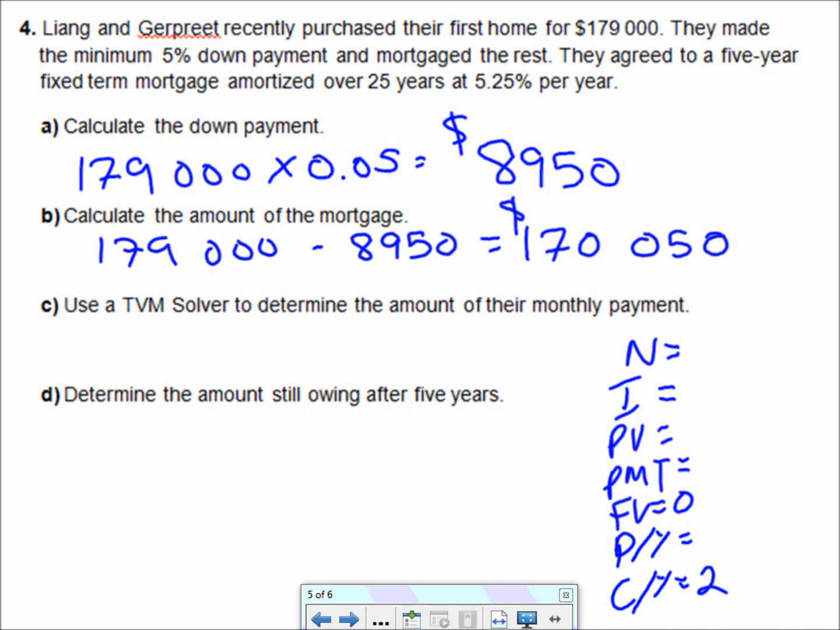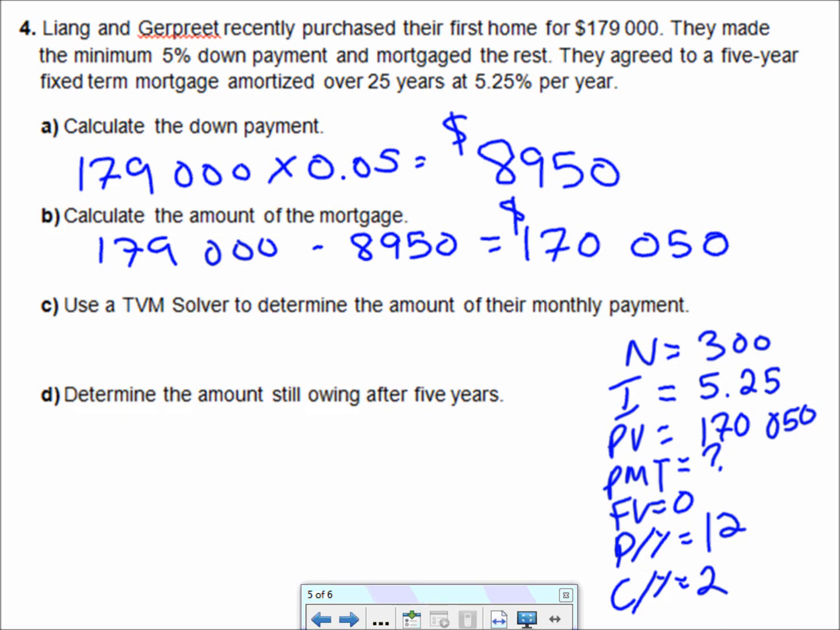So now, they agreed to a 5-year fixed term, 25 years. So we're assuming that they are making monthly payments. So 25 times 12 is 300. So our N is 300 payments over that 25 years. Their interest rate is 5.25. Their present value is the mortgage amount, $170,050. Payment, we're going to calculate. Future value is going to be 0. Payments per year is 12, and compounded is always 2 when dealing with mortgages.